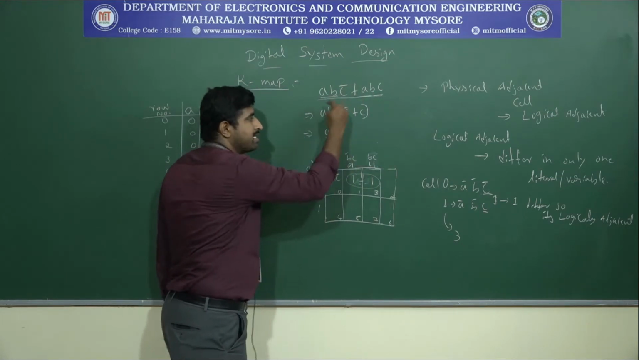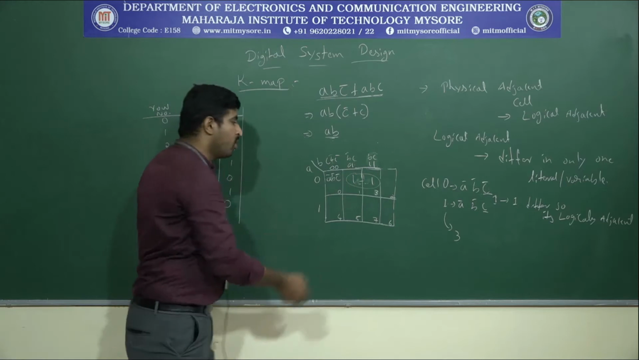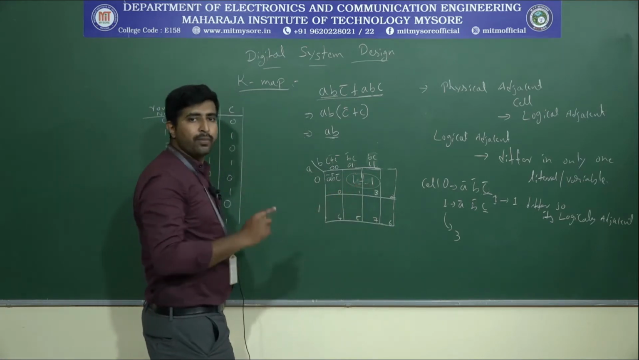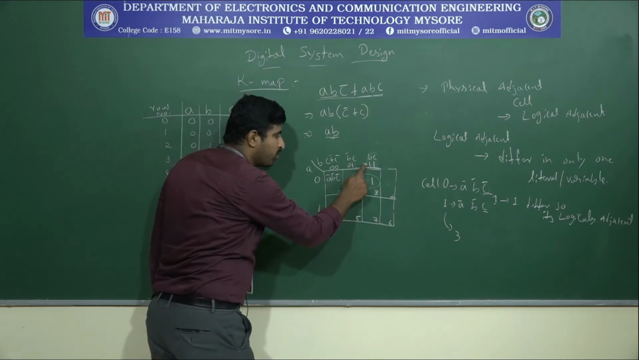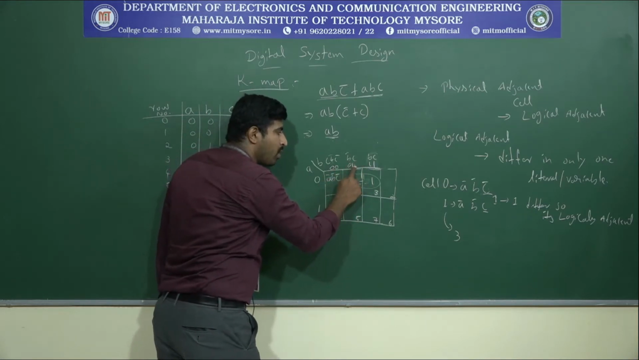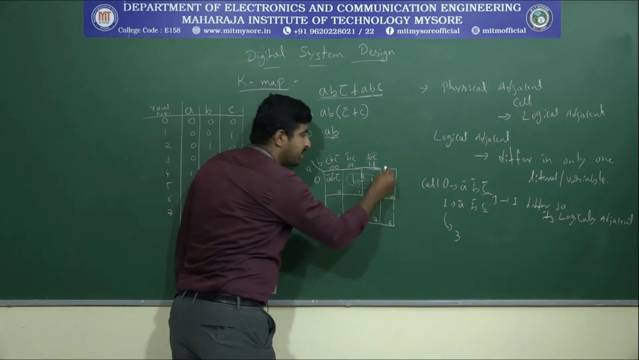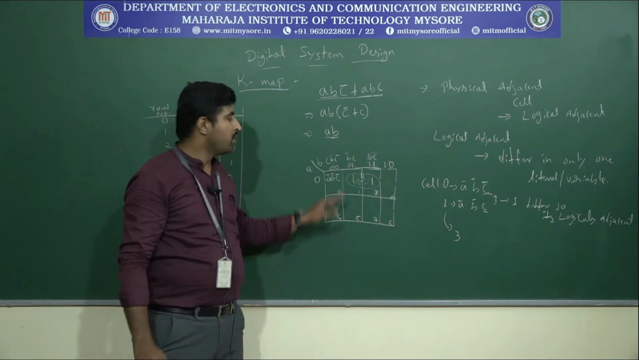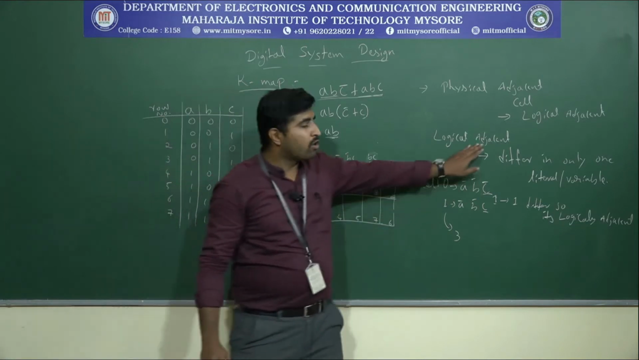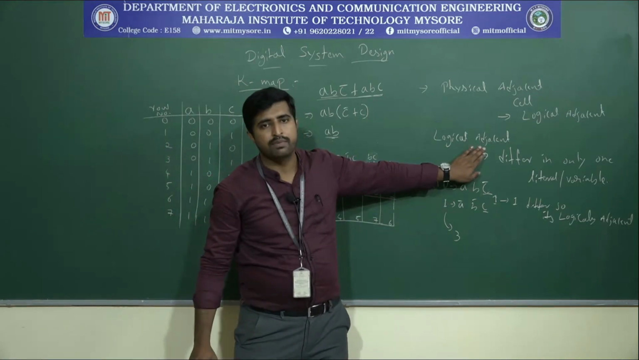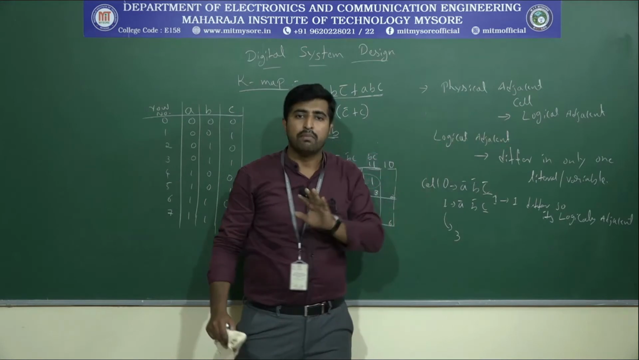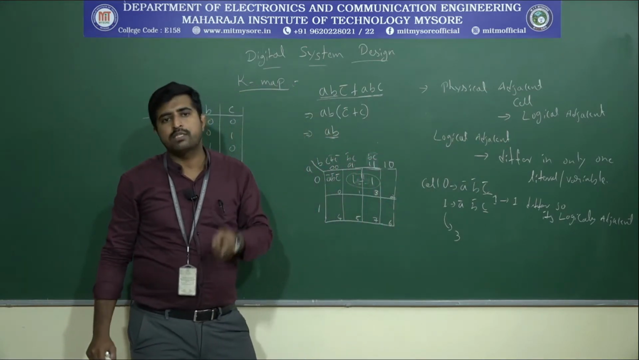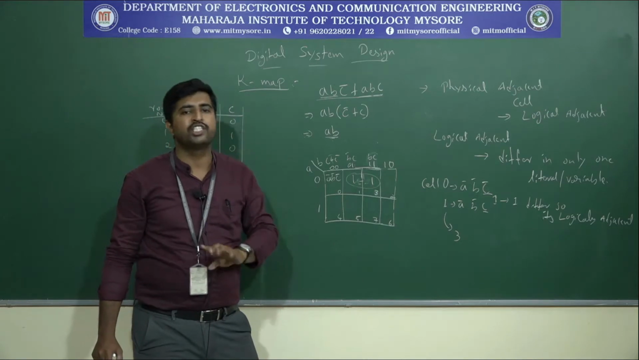To do this process in a K map, we make the two cells adjacent. To make them adjacent, we write 0 0, 0 1, then 1 1, then 1 0. That is the thing we need to understand. For the purpose of logical adjacency, the physically adjacent cells must also be logically adjacent. Logical adjacency means only one literal has to be changed.